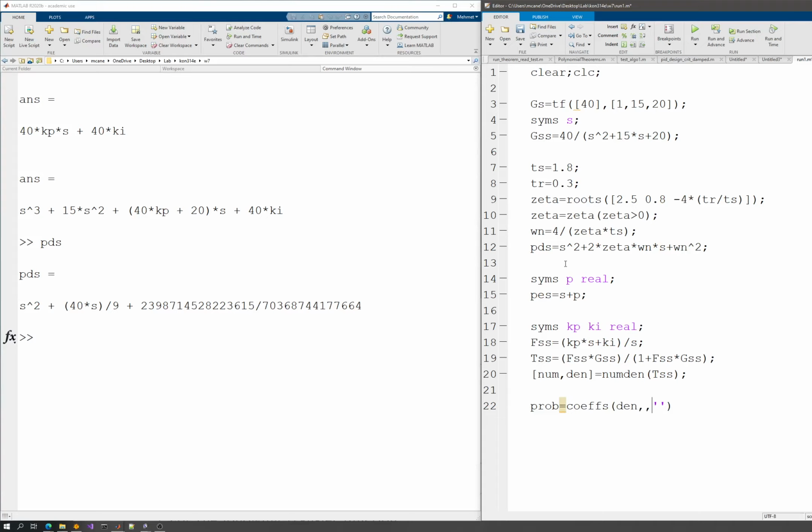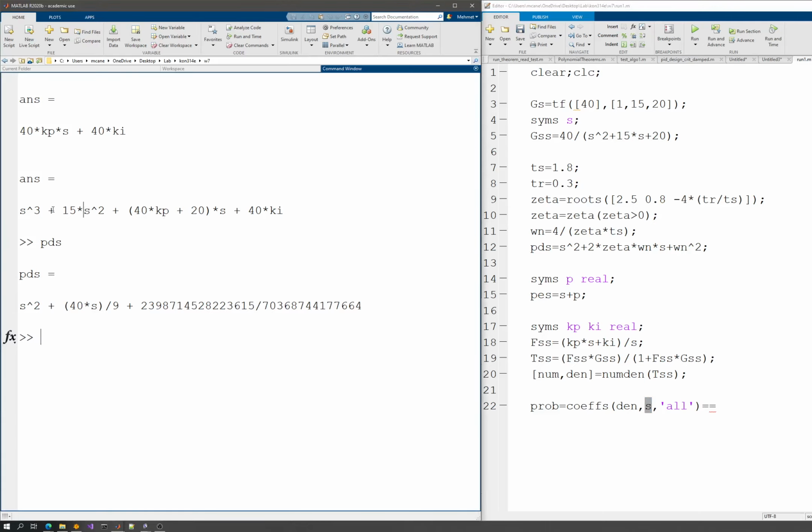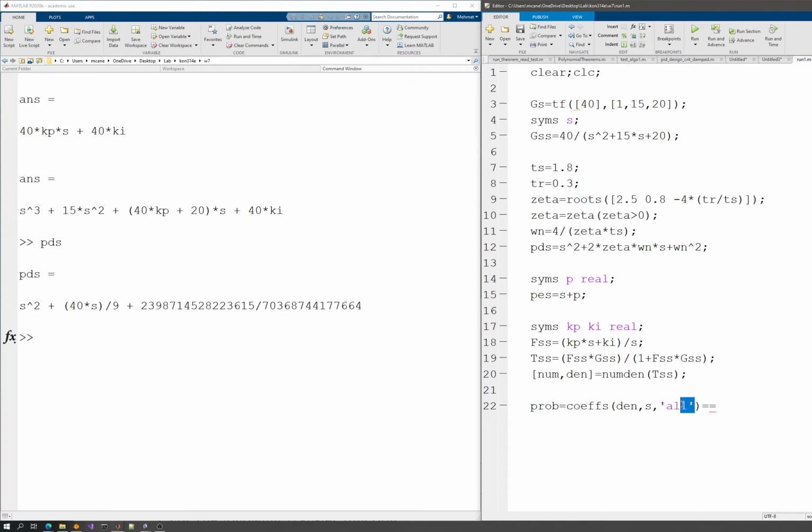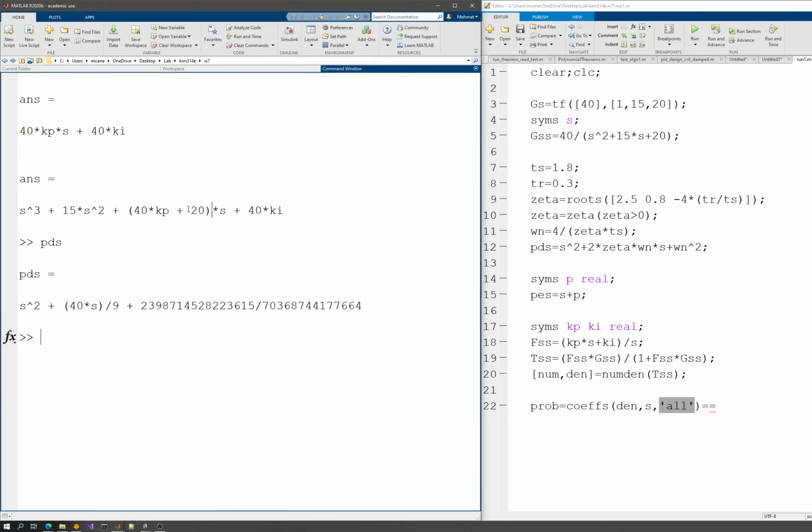I need all the S coefficients, and remember that if you don't use these arguments here, it might use any symbolic variable. If I had, and in this case I have KP and KI, it might try to get these coefficients instead of the S coefficients. And if I don't pass the parameter all, it might skip those which are not available here.